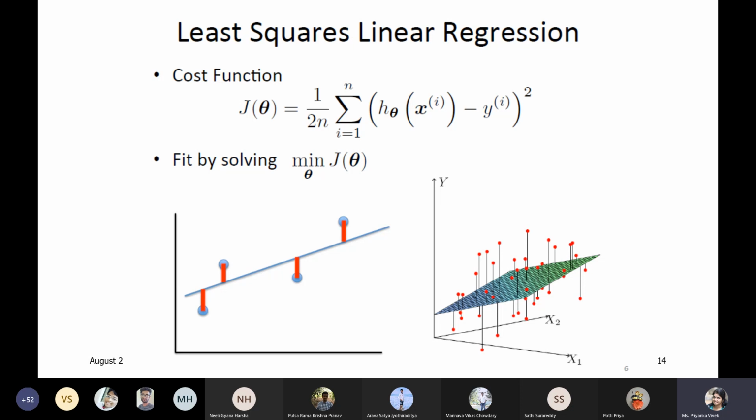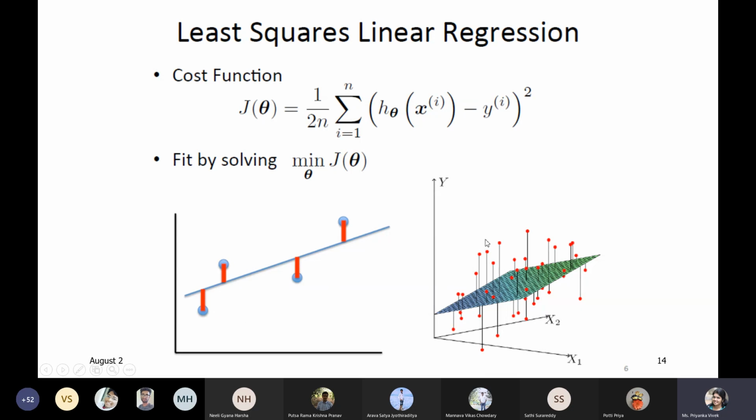Our interest is the difference in magnitude, how much different it is. That is why we are squaring it, so there is no issue of magnitude, and then we are dividing it by 2n. Now if you can see in those figures, one is a plane, one is an equation of a straight line, whatever it is, these red lines are the errors, and the blue dots are our points.